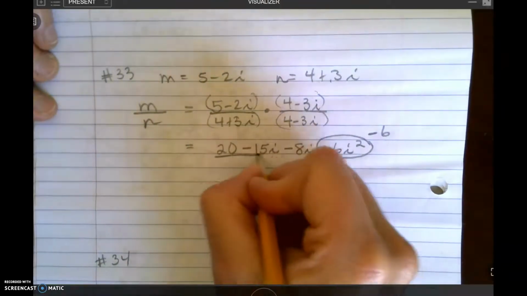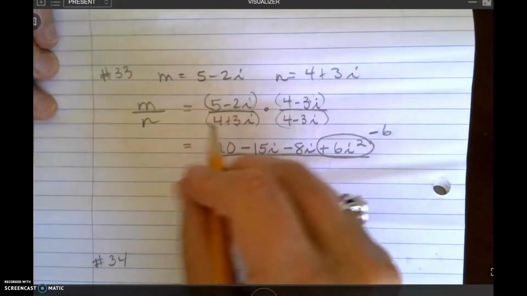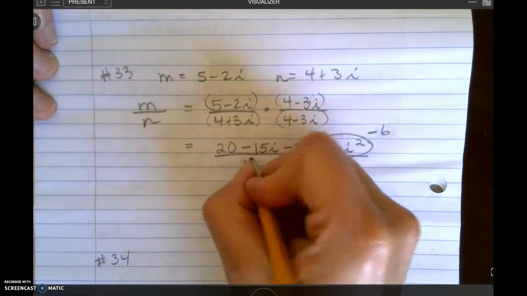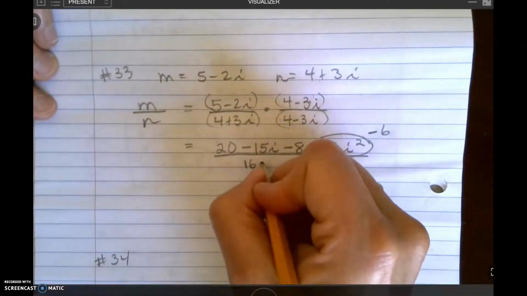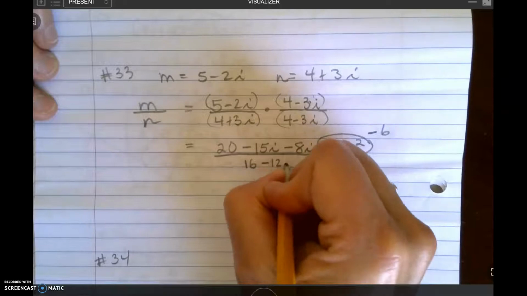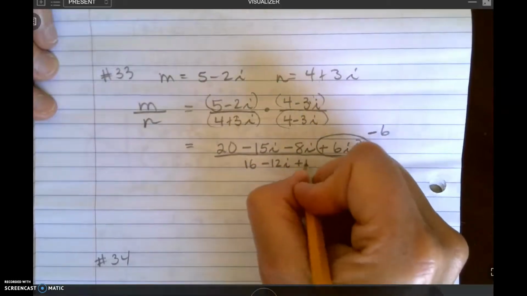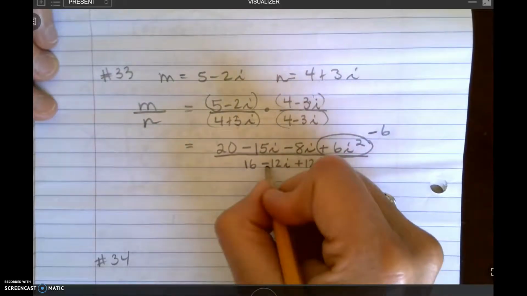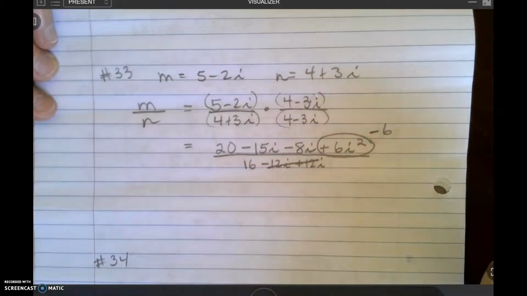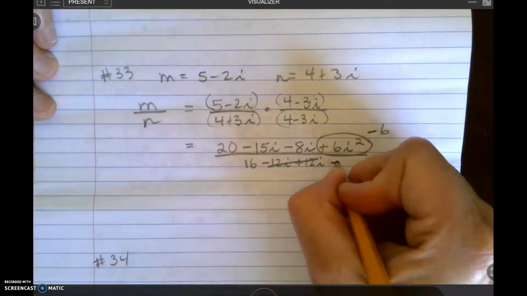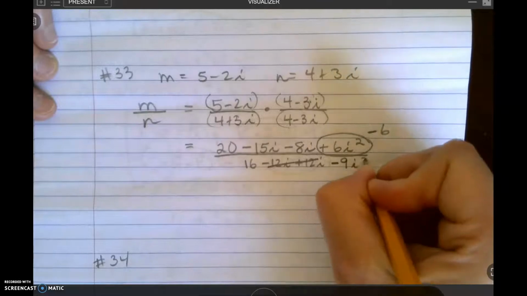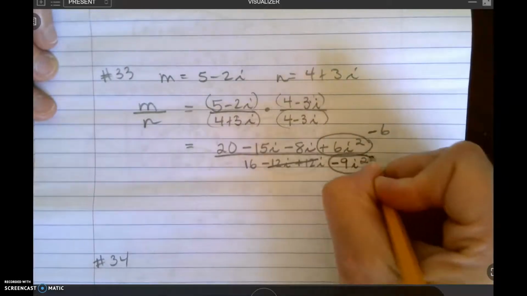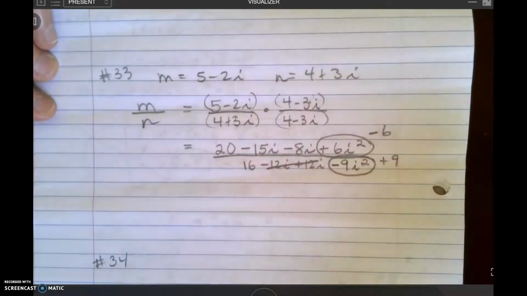Then I have my denominator. My first term, I get 16. My outer, I get negative 12i. And my inner, I get plus 12i, which are going to cancel. That's what I wanted to happen. And my last term, I get minus 9i squared, which means that's plus 9.